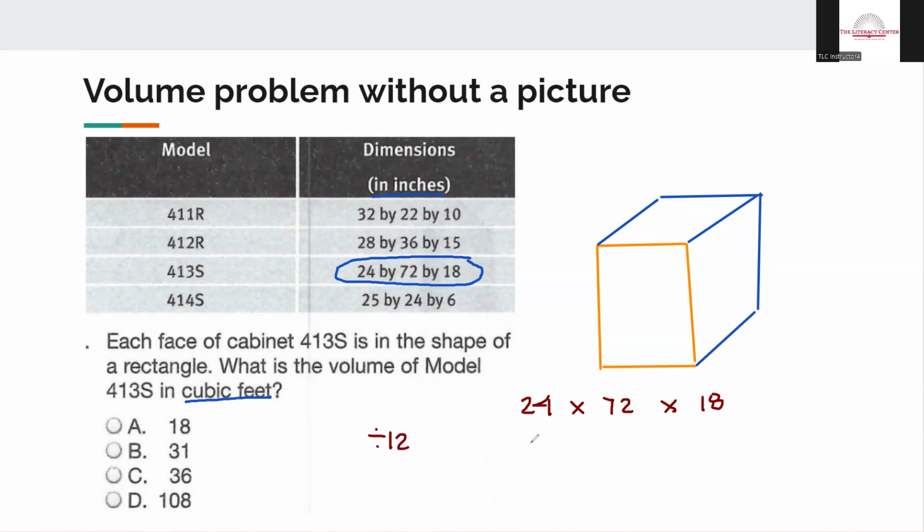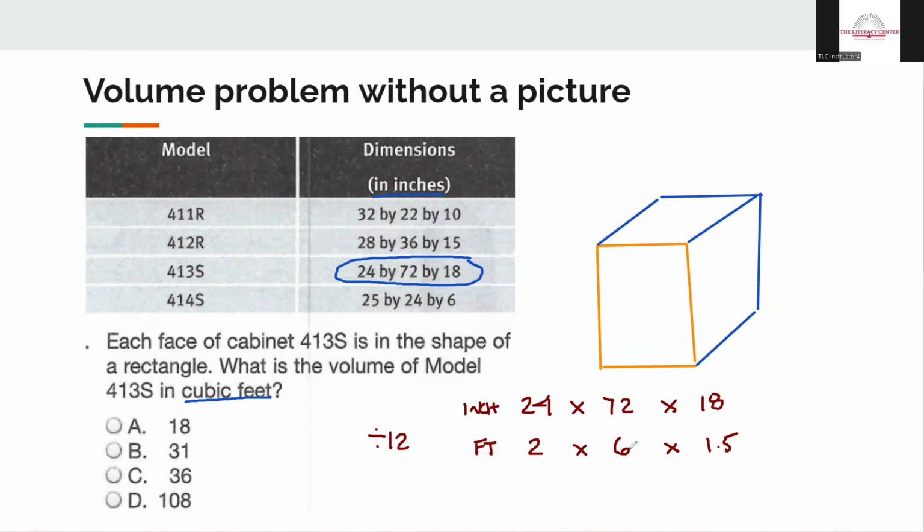24 divided by 12. So this is in inches, and this is in feet. 24 divided by 12 is 2. 72 divided by 12 is 6. And 18 divided by, I mean, by 12, is 1.5. We divide each of the dimensions in inches by 12. We get the dimensions in feet, and then we just multiply.